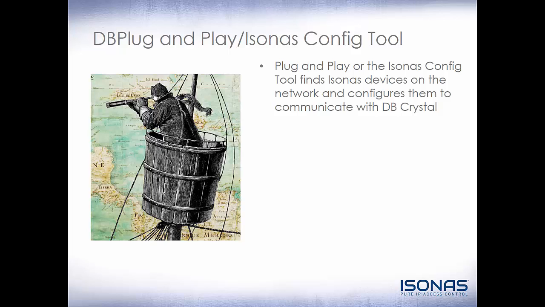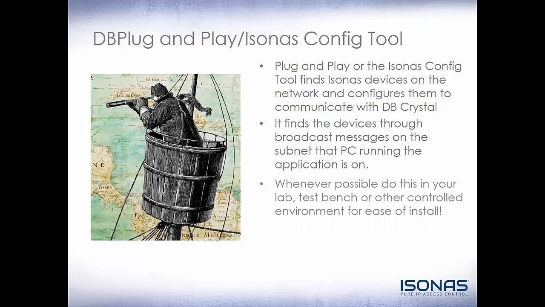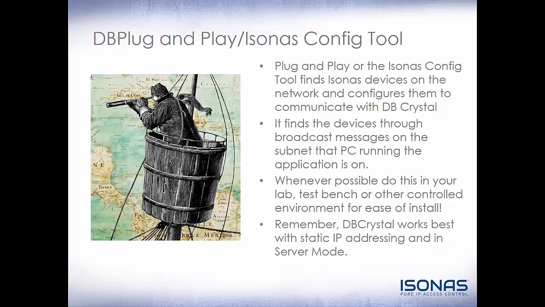So if you're using a DB Crystal install, then you can just use Plug and Play as it's already installed. If you're doing a Pure Access install, you'll probably just want to use the Isonas configuration tool as you don't want to download and install DB Crystal. It finds the devices through broadcast messages on the subnet that the PC running the application is on. Whenever possible, do this in your lab, test bench, or other controlled environment for ease of install. You don't want to be out in the field installing 100 of these devices and then trying to assign the address there and finding that you have connectivity issues. Remember, DB Crystal works best with static IP addressing and in server mode.